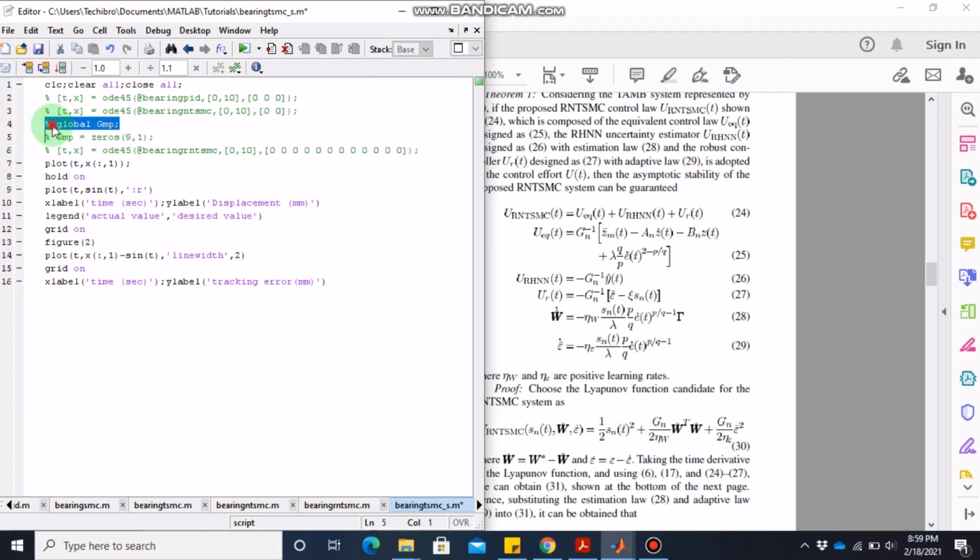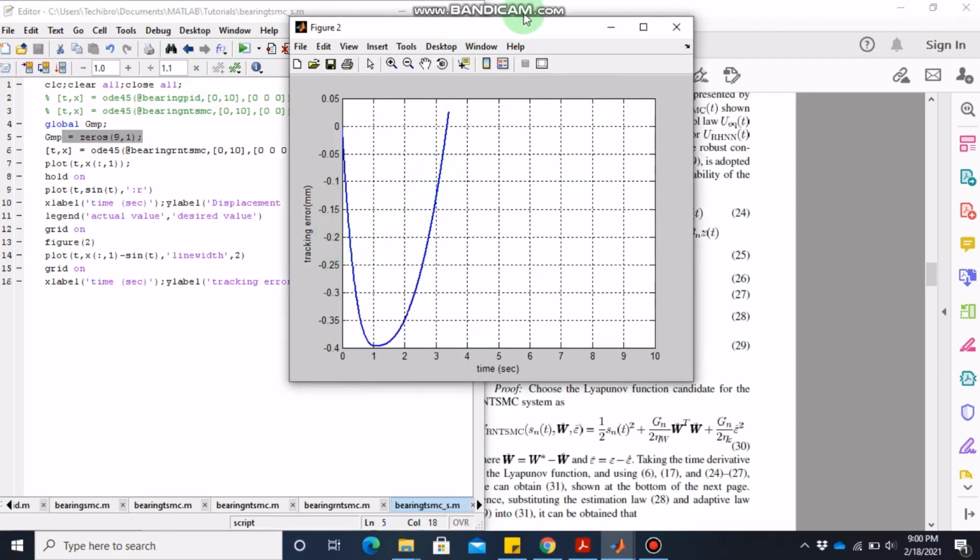And then, in order to call this function, you have to define the global variable here as well. With the 9 cross 1, you can initiate it with zeros, and then if you run this file, this is the error. It starts from 0 and it goes to 0.4, which is a very large value. It comes back to 0, but then it overshoots, and then the simulation doesn't even complete for the full 10 seconds.